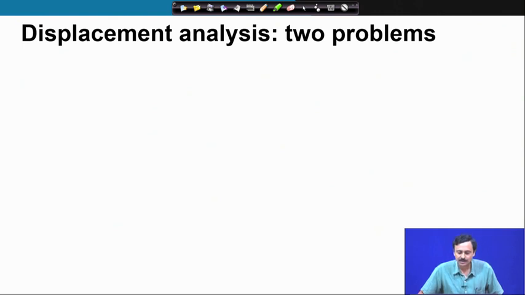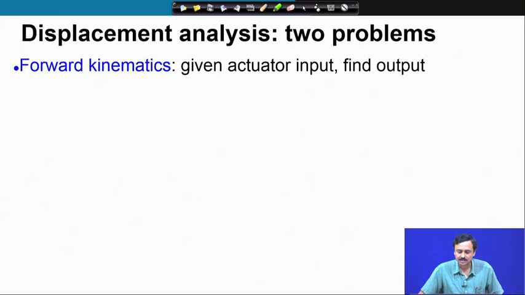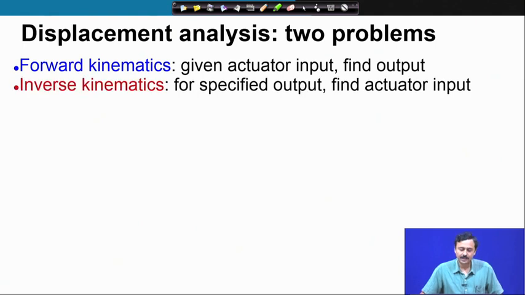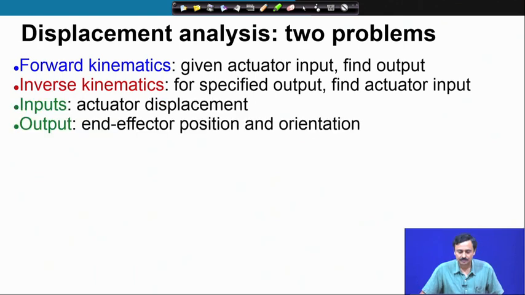Now, as you know, displacement analysis has two problems. The forward kinematics problem states that given the actuator inputs, there can be multiple actuators, find the output. The inverse kinematics problem states that for a specified output, which may be position or position and orientation of an output link, find the actuator inputs. So, the inputs are the actuator displacements and the output is the end effector position and orientation in the case of robots.